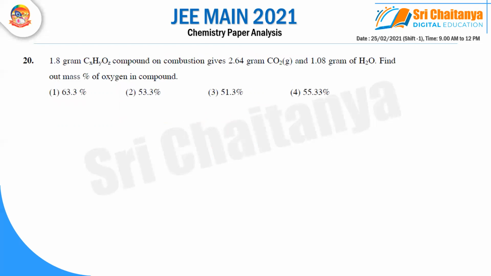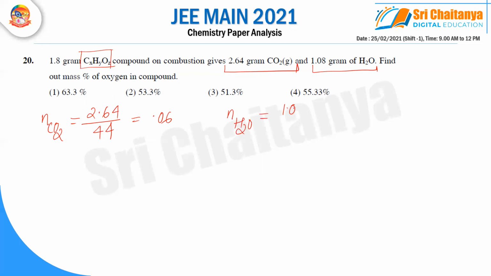Now we have another question from stoichiometry. So we have a hydrocarbon which contains some oxygen as well. On combustion, it is producing 2.64 gram of CO2 and 1.08 gram of H2O. Now we need to find out the mass of oxygen in this particular compound. What you do here, you straight away find out the moles of CO2. So that will be 2.64 divided by 44. So you are going to get here 0.06. Now again, in a similar manner, you can find out the moles of H2O, that is 1.08 divided by 18. And here you are also going to get 0.06.